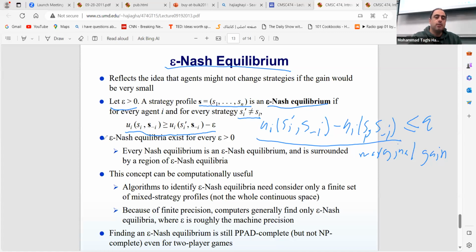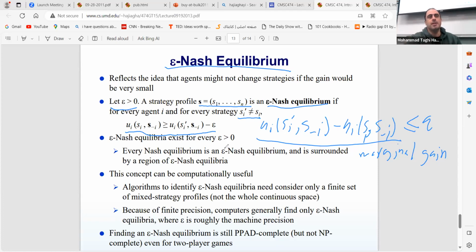So the definition of epsilon Nash is clear. Good. Now, epsilon Nash equilibrium always exists for any epsilon greater than 0. Why? Because a Nash equilibrium exists. So for any epsilon greater than 0, of course, a Nash equilibrium would also be an epsilon Nash. However, we will see that the reverse is not necessarily correct.